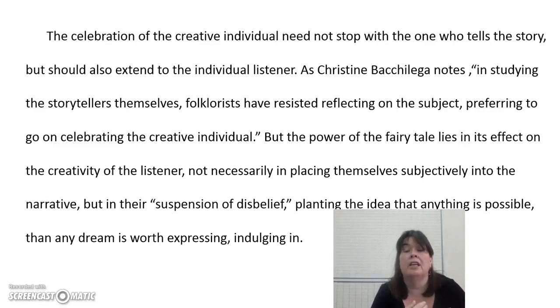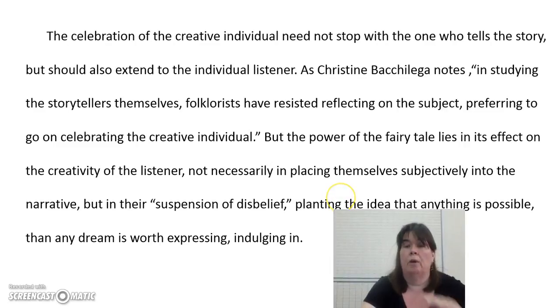Okay, so this is talking about the effect that fairy tales have on listeners, that they can put themselves into the situation, or again, suspension of disbelief, which we talk about in theater a lot as well, is to put yourself into any kind of situation. Fairy tales especially, because there are witches and wolves, and a wolf can dress up in grandmother's clothing and talk, and so that implies anything is possible, right?